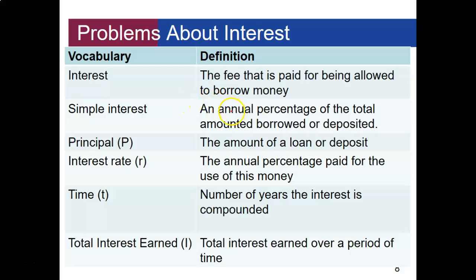Simple interest is the annual percentage of the total amount borrowed or deposited. Annual is important here because that represents an annual rate. The amount of a loan or deposit is our principal, denoted by the capital P. The annual percentage paid for the use of the money is our interest rate, the lowercase r. Time is always denoted with a lowercase t, and that's the number of years the interest is compounded. So we need to always keep that in years. And the capital I is our total interest earned over a period of time.